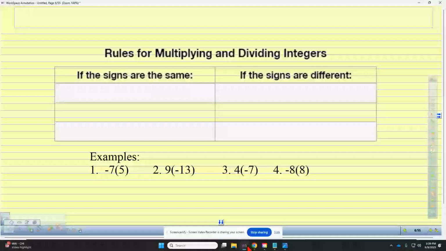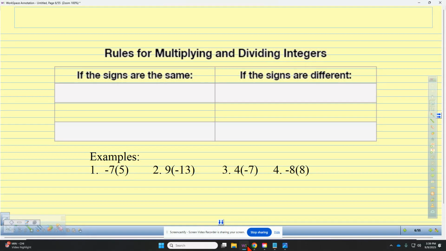Okay, so we're talking about the rules for multiplying and dividing integers, and these are different from adding and subtracting, so we need to make sure that we don't get these confused, which is what a lot of students end up doing. So let's try not to do that. And so if you're multiplying or dividing and the signs are the same, your answer is positive.